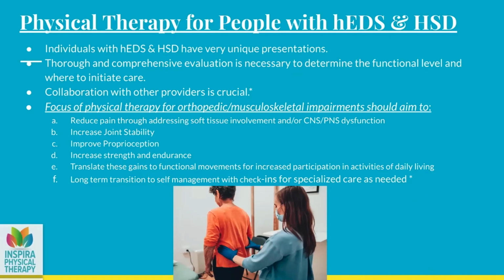Collaboration with other providers is crucial, hence why we have formed the New York Hypermobility Collective. And the focus of physical therapy itself for orthopedic and musculoskeletal impairments should focus on pain reduction. That could be through soft tissue manual therapy, central nervous system, peripheral nervous system manual therapy, increasing joint stability, improving proprioception, increasing strength and endurance, and then taking all of those gains and translating it to functional movements for increased participation in activities of daily living. As mentioned in the beginning, the long-term goal is to self-manage with check-ins for specialized care as needed.